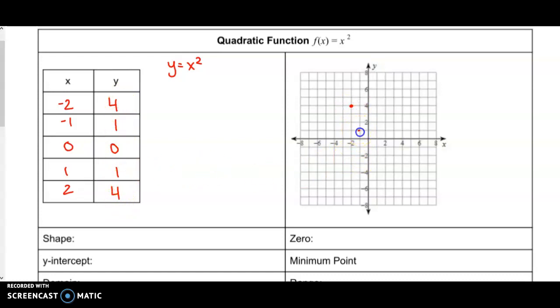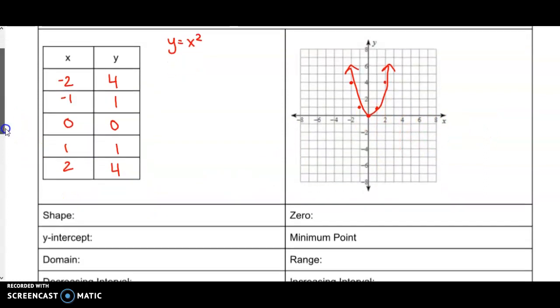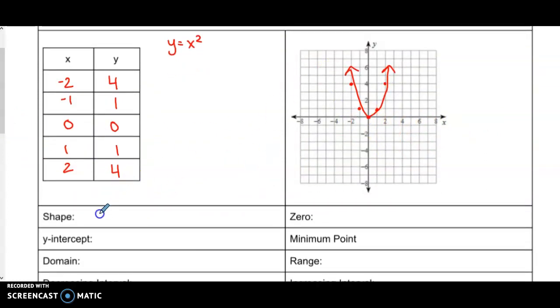All right, so when we plot these points, connect them the best I could there. What you end up getting is a U-shaped graph. So this is a U shape, and this graph is called a parabola.